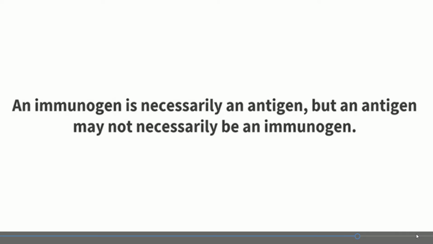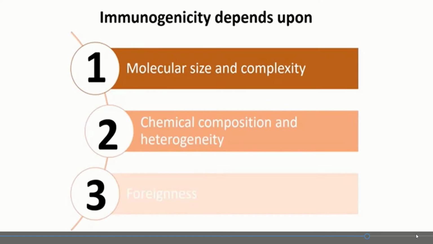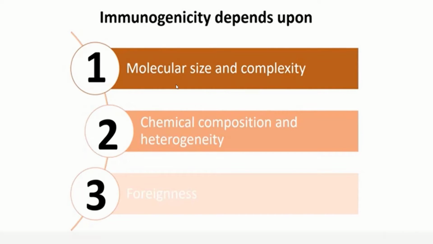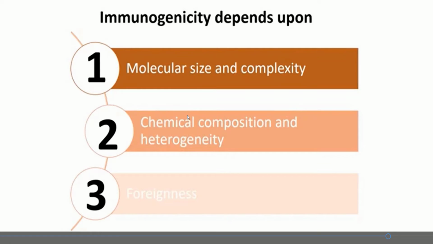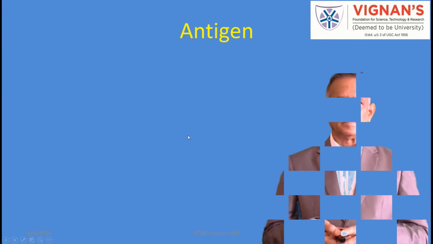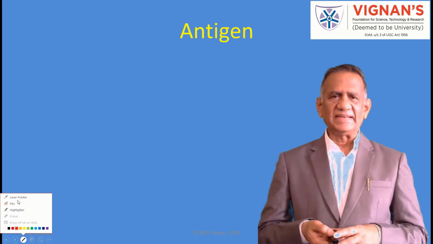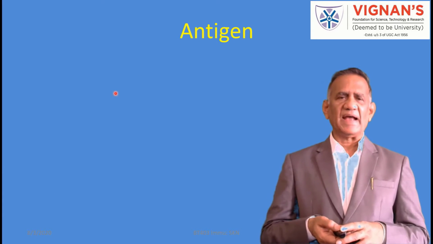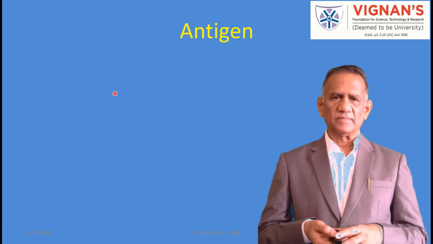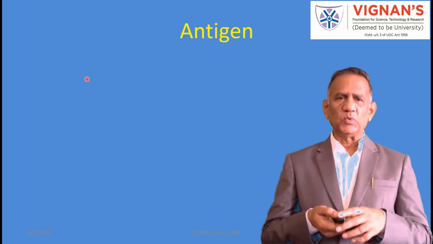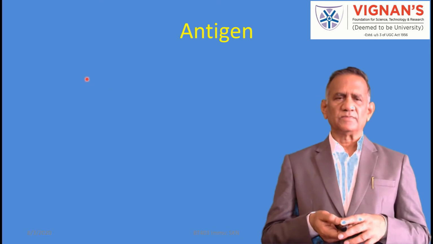So an immunogen is molecularly more complex than an antigen. The immunogenicity of any antigen depends upon its molecular size, complexity, and also the chemical composition and heterogeneity, and definitely its foreignness. So just now, in the video that we have seen, the difference between antigen and immunogen is shown very distinctly. The antigen presenting through MHC molecule is shown.